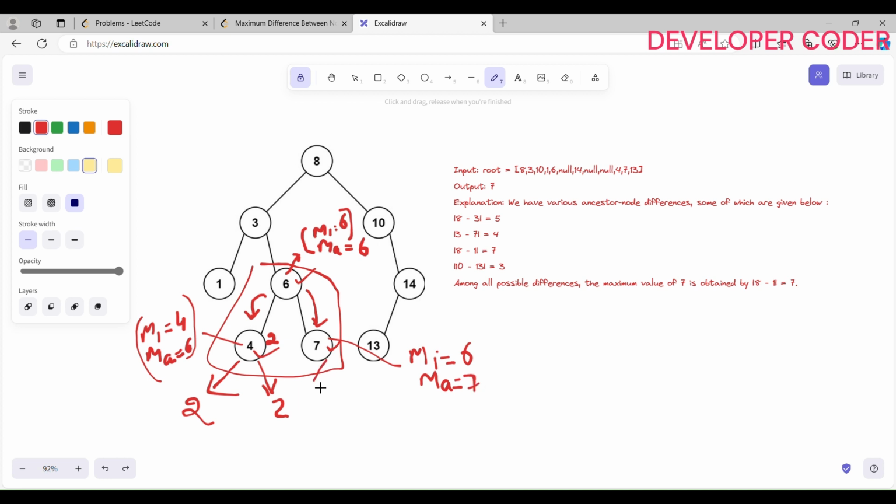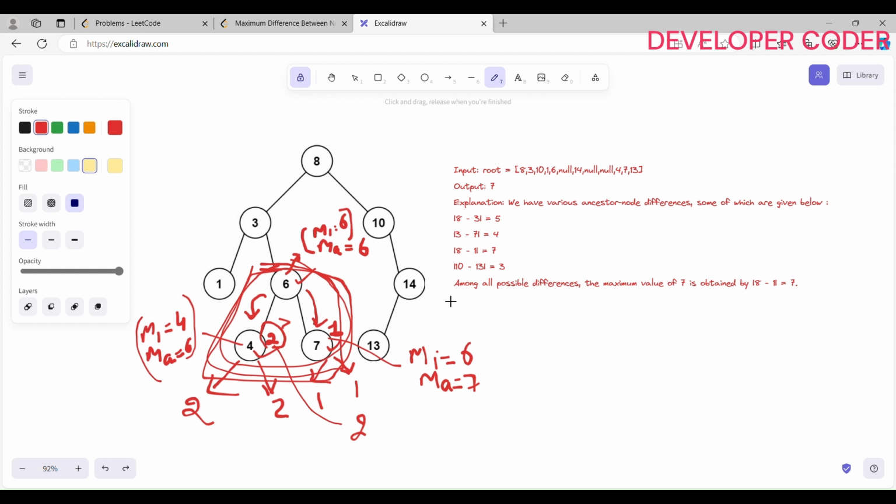Then we go to its left. When we go to the left, the total difference is 7 minus 6, which is 1. Then we go to its right, which is also null, and again we find the difference, 7 minus 6 is 1. So in this node we get the total difference as 1. Here it's 2, here it's 1, so out of these two we take the maximum difference. For this particular part the total difference that we get as output is 2. I hope you are able to understand with just this node.